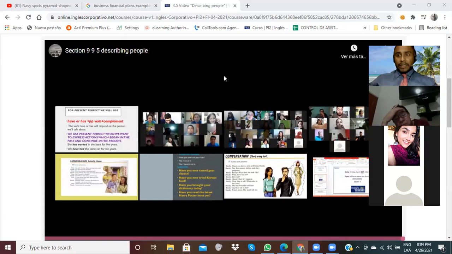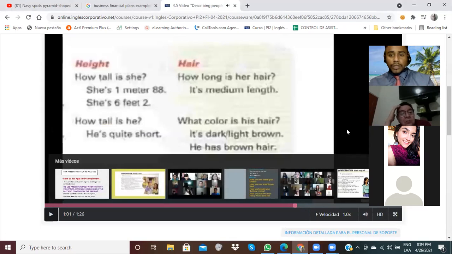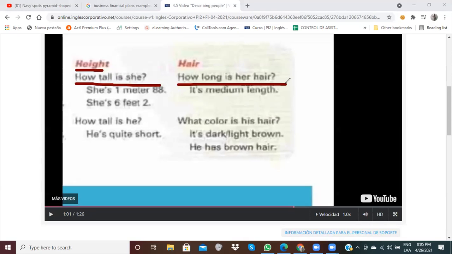All right, at this moment, does anybody have any questions? Any questions? No. Okay, let's look at the first one. When you want to ask somebody about height, altura, you say, how tall are you? How tall is she? How tall is he? If you're talking about hair, how long is her hair? ¿Cómo es de largo su pelo? It's medium length. What color is her hair? It's dark or light brown.